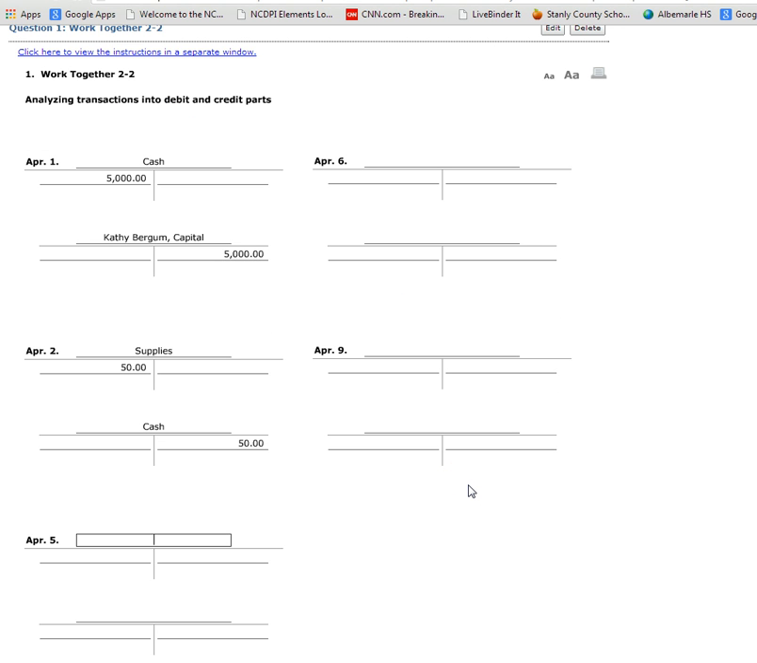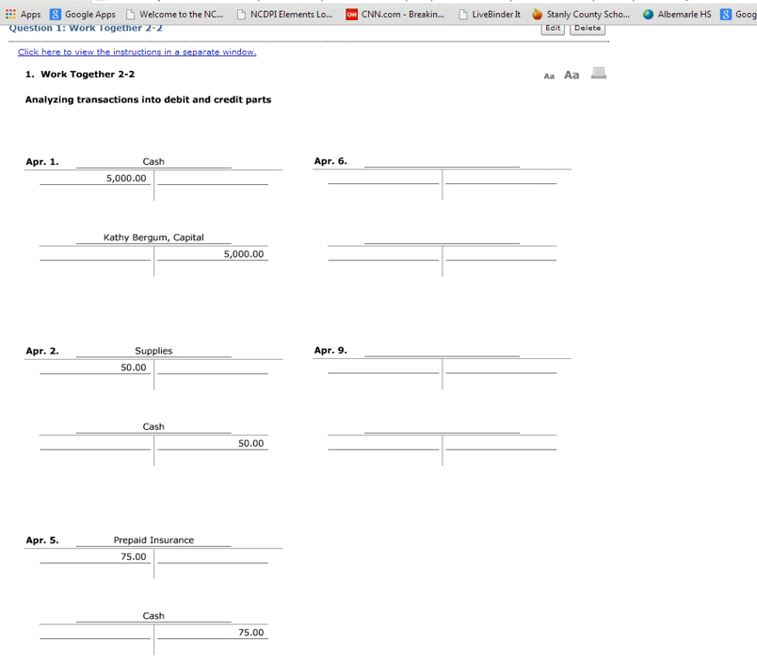Okay, on April the 5th, paid cash for insurance. What 2 accounts are affected? Cash, prepaid insurance. How are they classified? Both of them are assets. Prepaid insurance increased, cash decreased. So you're going to enter in prepaid insurance as a debit to show an increase. So that's going to be $75. Cash decreased with a credit of $75.